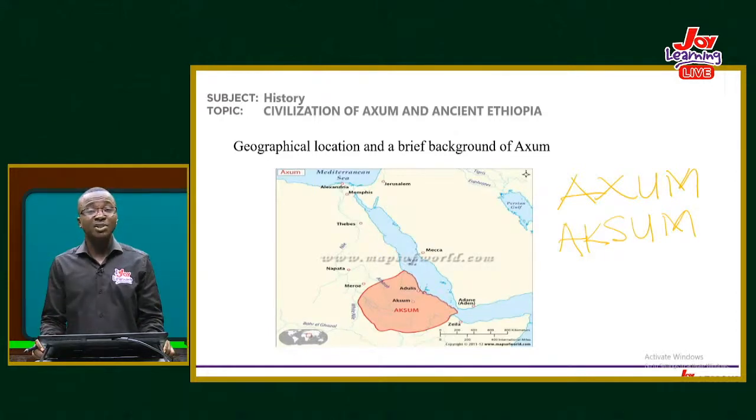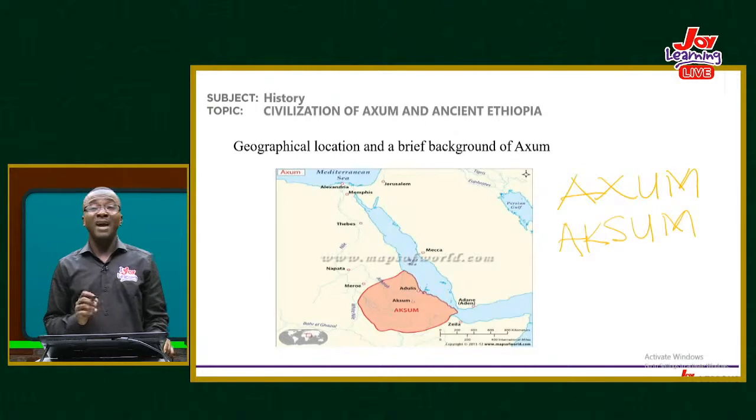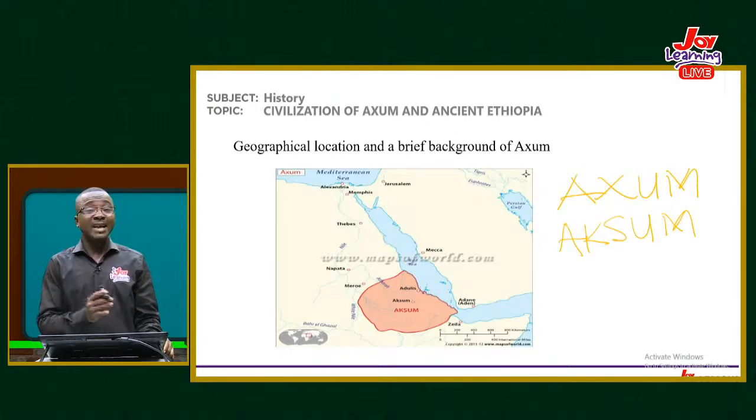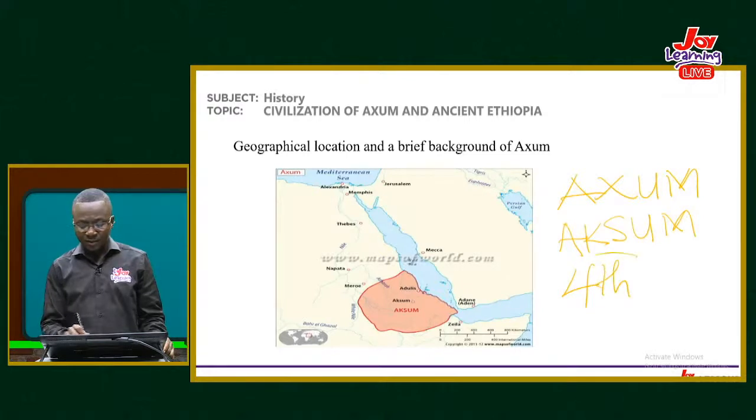And so under the civilization of Axum and Ethiopia, we want to look at the various things that the people of Axum did that made them become one of the earliest civilizations in the world. Now, let's go through that. We are told that the civilization of Axum took place between the 3rd and 6th century, but it began especially from the 4th century BC. So, most people agree that the civilization of Axum started in the 4th century BC.